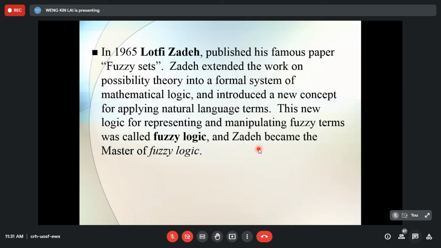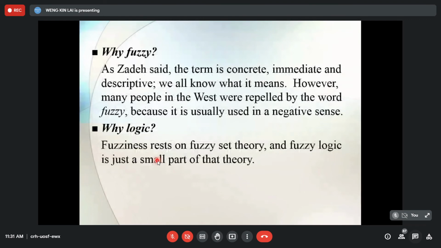And then Lotfi Zadeh became the master of fuzzy logic, and some books call him the father of fuzzy logic. Now, why fuzzy? As we said, as we started off a few slides before, the term itself, fuzzy, is concrete, immediate, and descriptive.